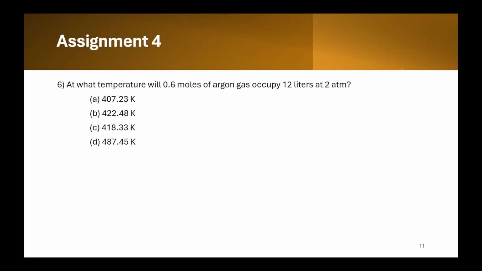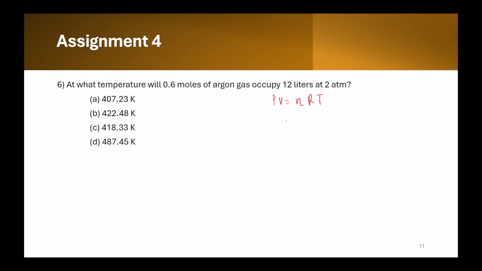Next question. At what temperature will 0.6 moles of argon gas occupy 12 liters at 2 atmospheric pressure? So here we need to calculate the temperature. We know the ideal gas relation, PV is equal to nRT. We know the units are liter atm, so we also know the universal gas constant in those particular units.